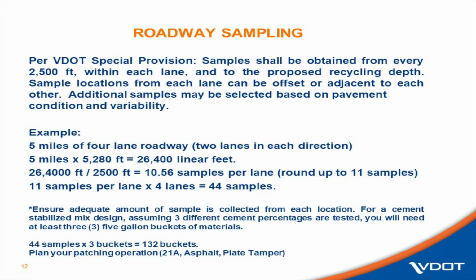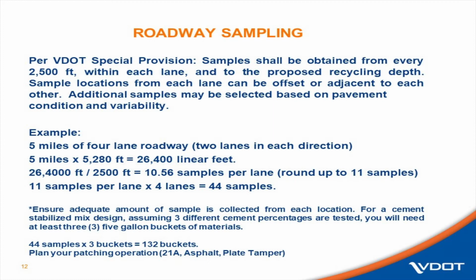Here's an example just to give you an idea of how much is required. Just to pick a typical 5-mile roadway, 2 lanes in each direction, I get my linear feet. Per our provision, you sample every 2,500 feet in each lane. So it grows exponentially. At the bottom, 11 samples per lane, 4 lanes, 44 samples. Each one, you need about 3 buckets. So now you're talking 132 buckets of material.